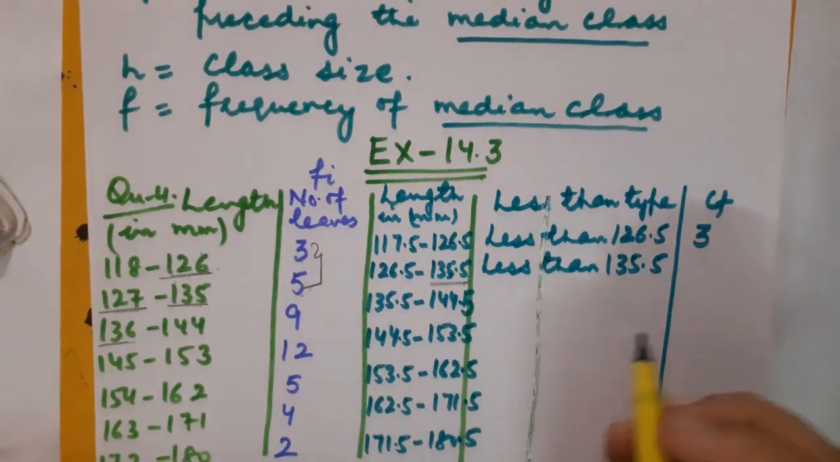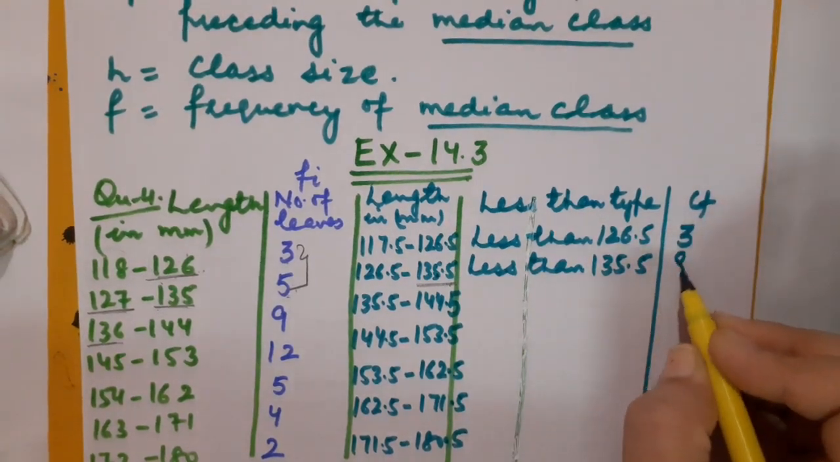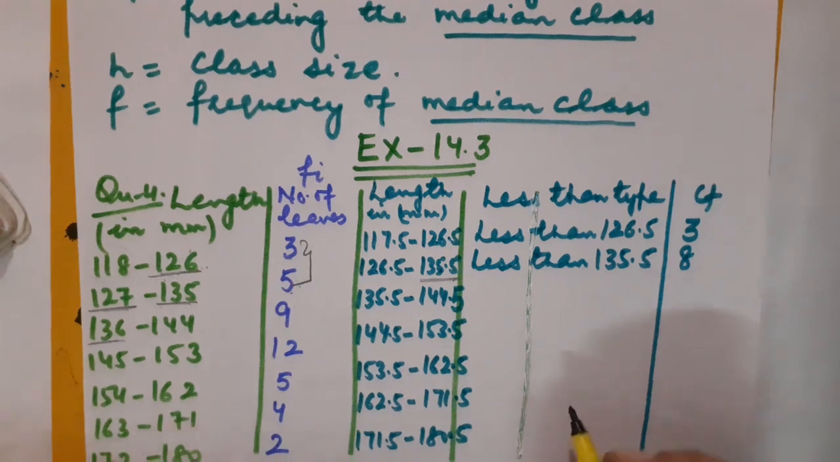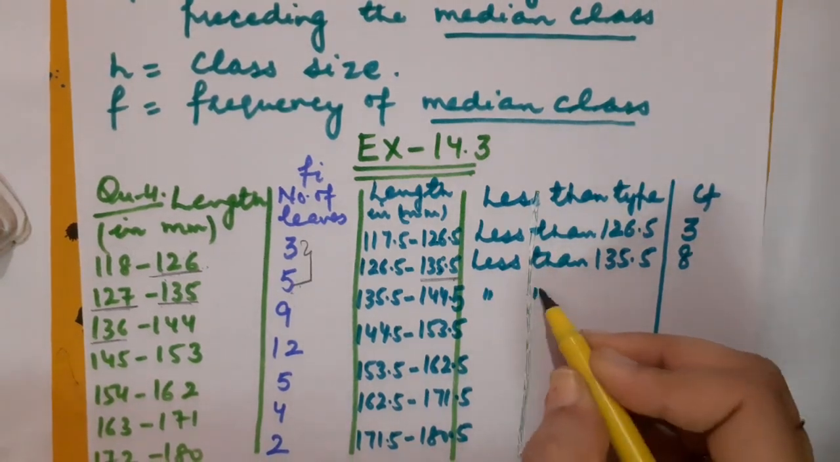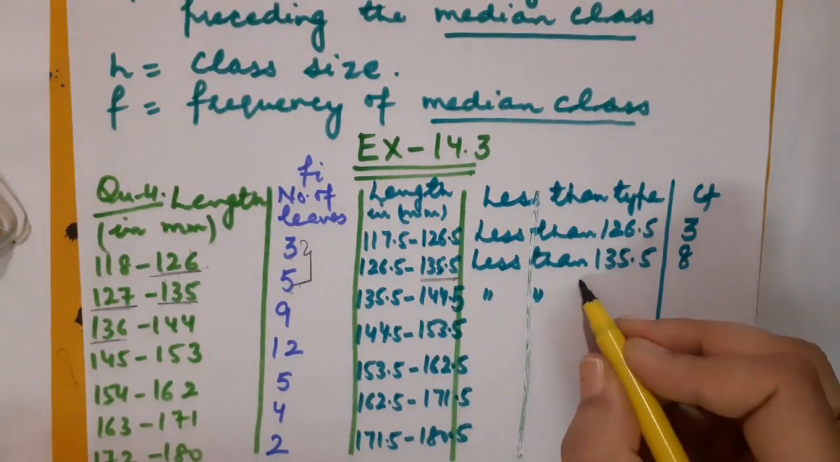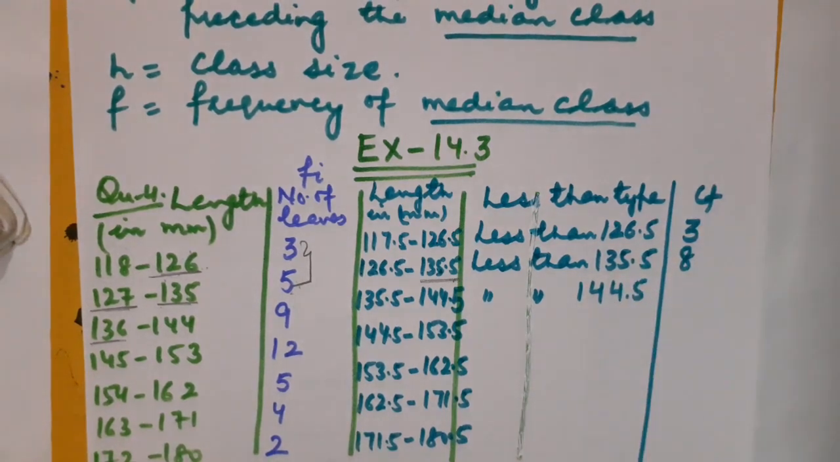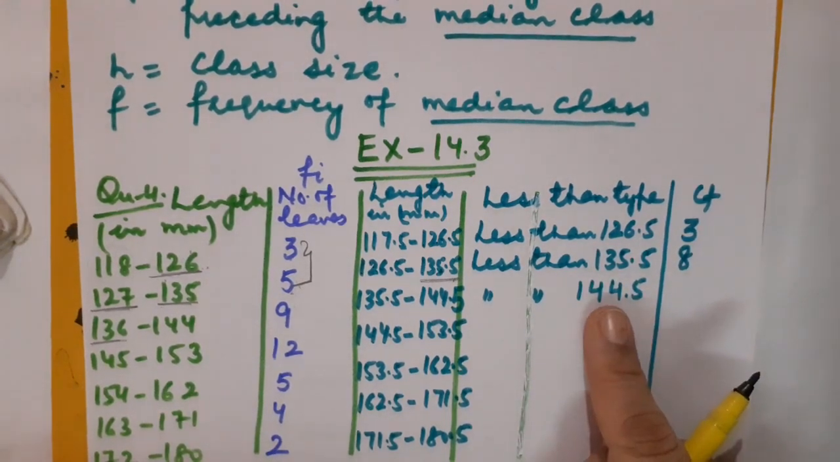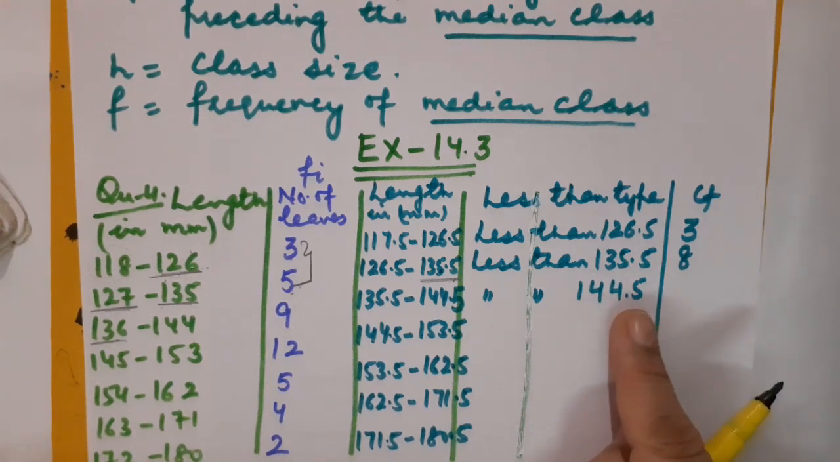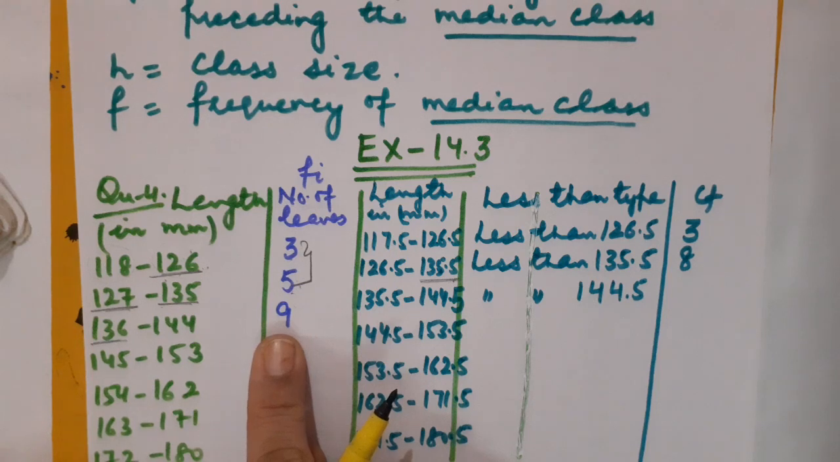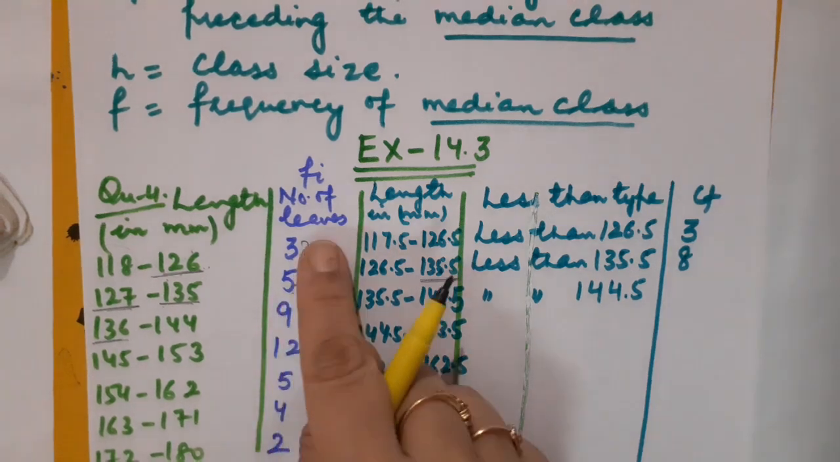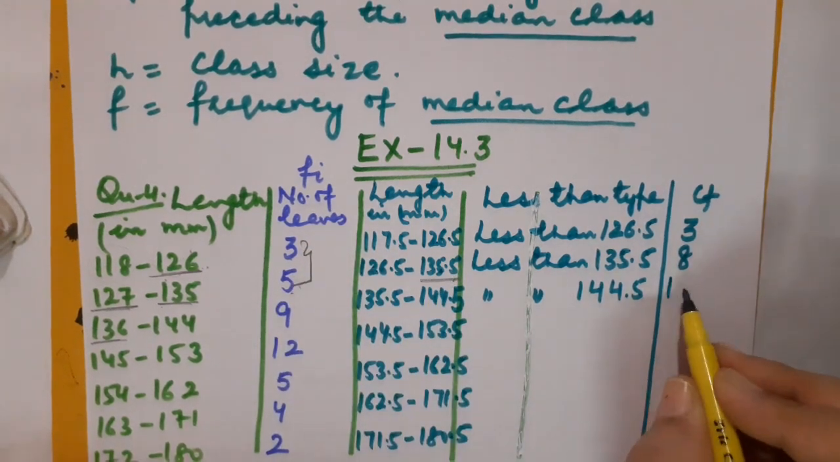Got it? So it would be equal to 3 plus 5, that is equal to 8. Correct? Now let us switch to the next. Less than 144.5. Clear? Now can you tell me the number of leaves whose length is less than 144.5? That is 9 plus 5, 14 plus 3, which is equal to 17.